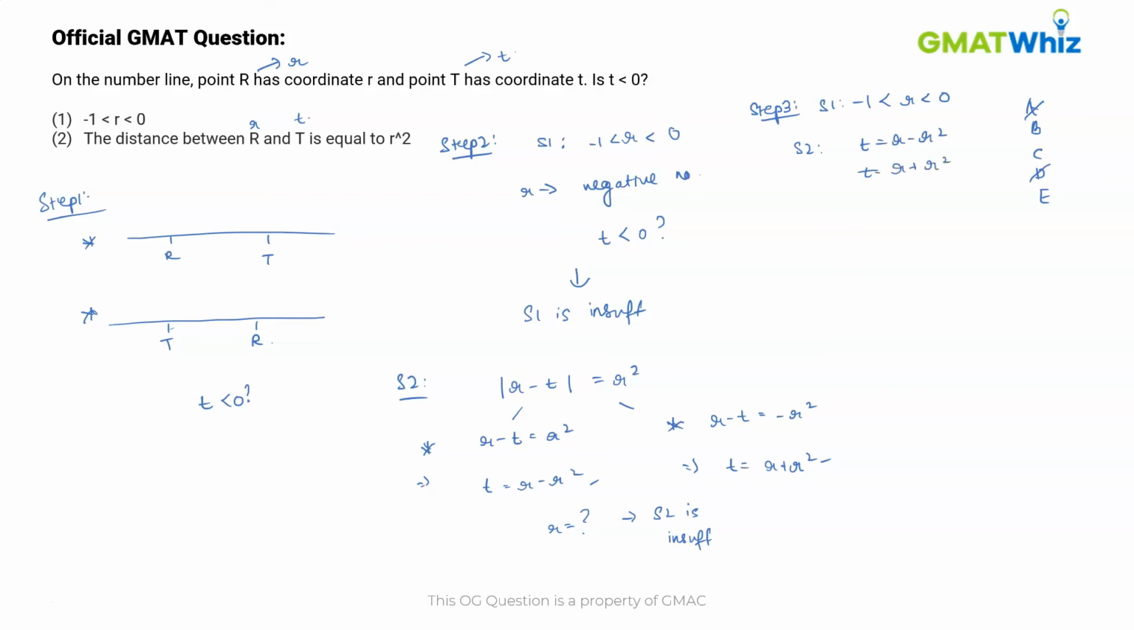Since we know that r is a negative number, let's take the value of r to be -1/2. Now in the first equation we have t is equal to -1/2 - 1/4. Now this is obviously less than 0. Similarly, when we substitute the value of r in the second equation, we have -1/2 + 1/4, which is also less than 0.